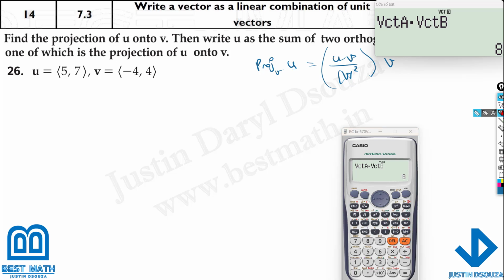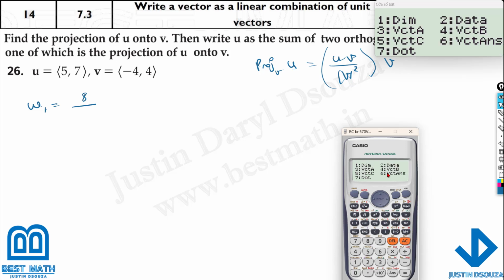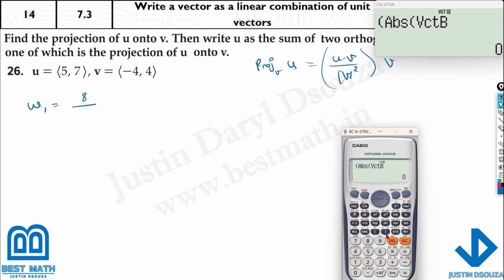The answer is 8. So I'll take this as W1, because anyway we have to write it as a sum of two orthogonal vectors, right? So W1 will be 8 divided by, what is the magnitude here? That is the square of the magnitude. So shift, open the bracket, shift HYP gives you absolute value. Shift 5 gives you the vector B. If you press 4 here, close the bracket twice and then square it up. The answer is 32. So 8 by 32.